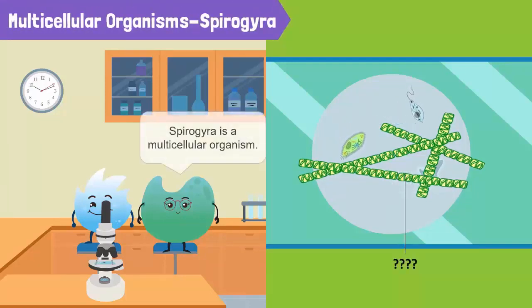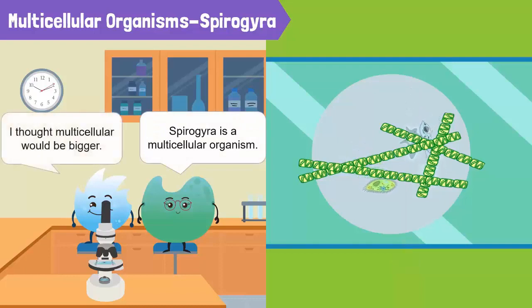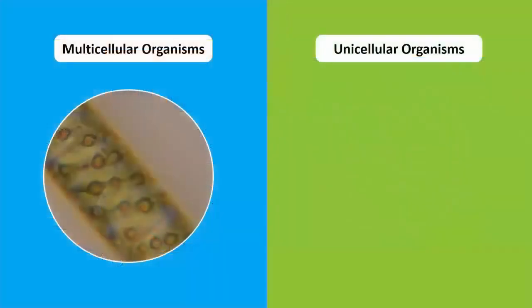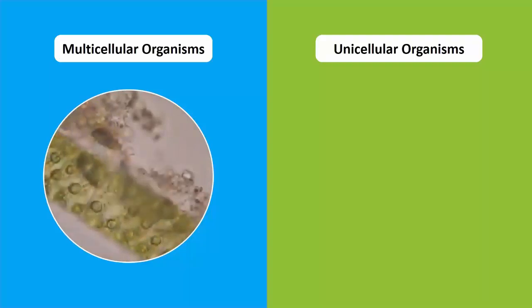Oh, that's Spirogyra. It's a multicellular organism. I thought multicellular would be bigger. Well, cells are very, very tiny, so some multicellular organisms that are made up of fewer cells end up being microscopic, whereas those organisms that are made up of millions and billions of cells like us can be seen easily.